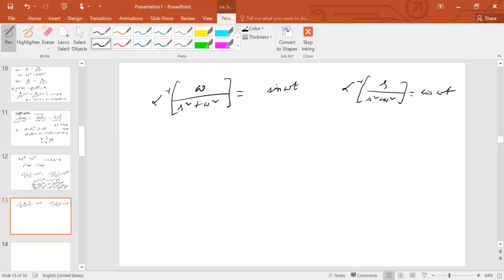Now, if you shift this s by alpha, by the same token, (s plus a) whole square plus omega squared corresponds to e to the power minus at sine omega t, right? Similarly, you can carry out the same for this also. It will be e to the power minus at cos omega t.